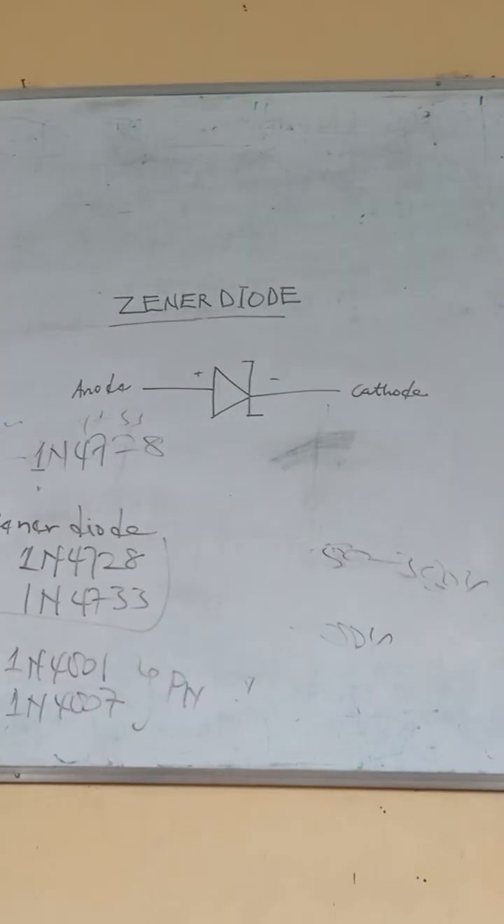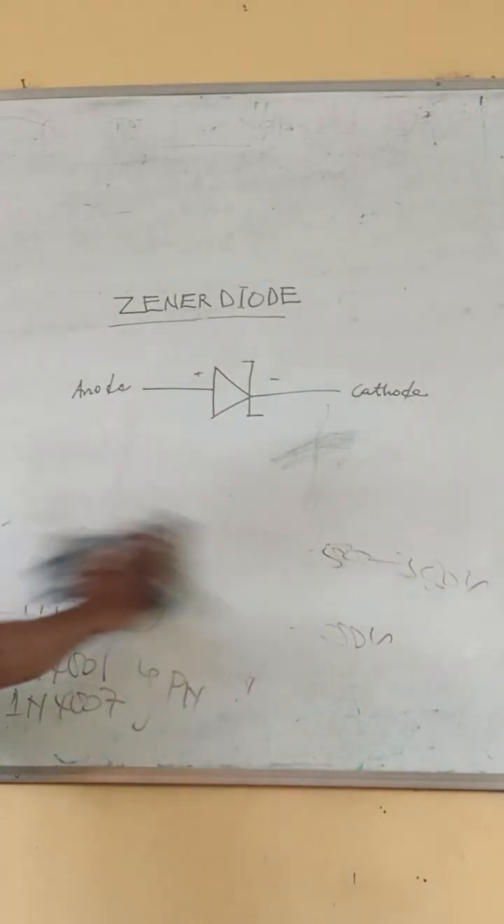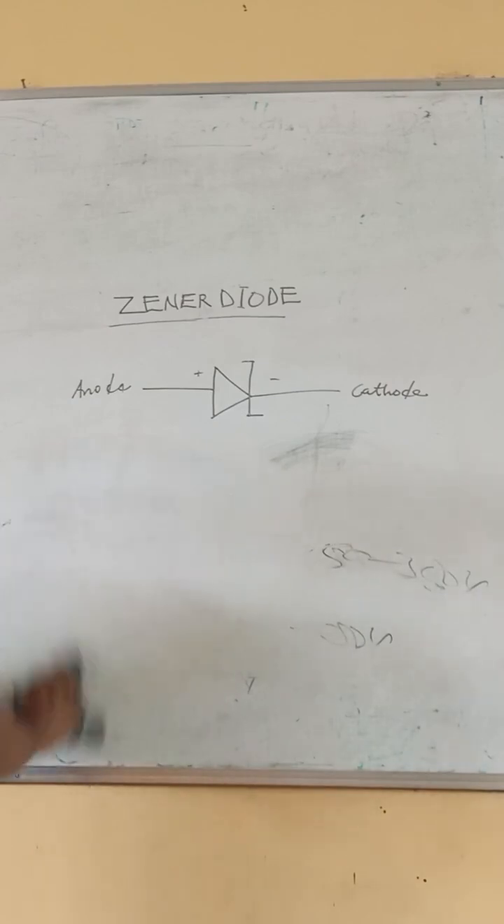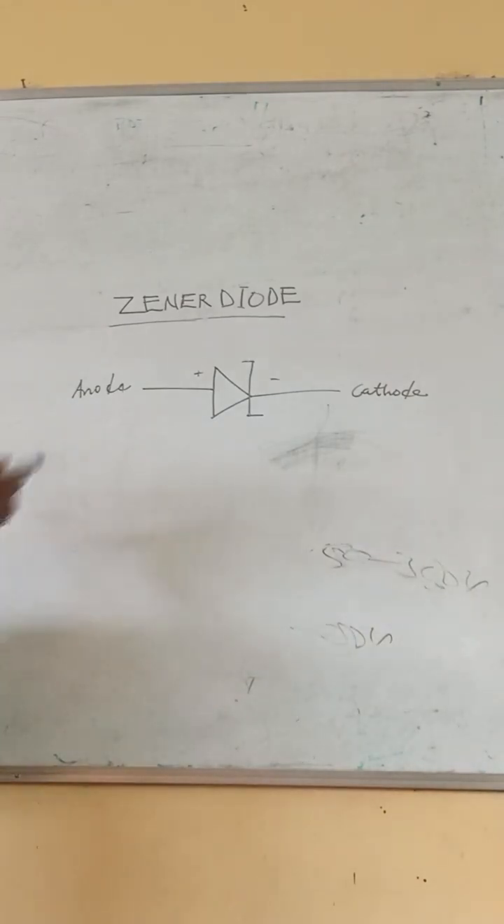Let's check the difference between PN and Zener diode. PN operates in forward bias only. It will not operate in reverse bias because it will get damaged if the current continues to increase at reverse bias.